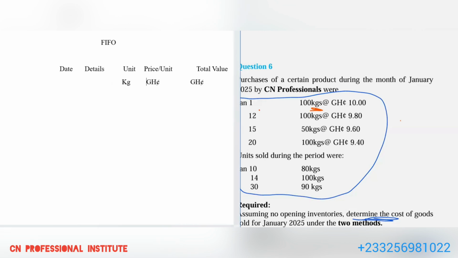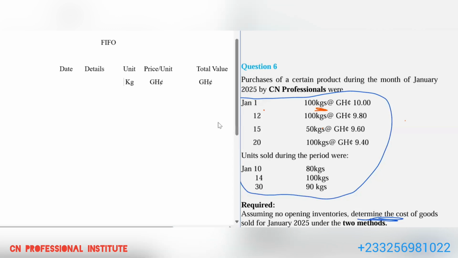So we start in order. If you purchase, you add. If you issue or sell, you deduct, right, to get the value after the sale. Okay, let's continue. So let's start.